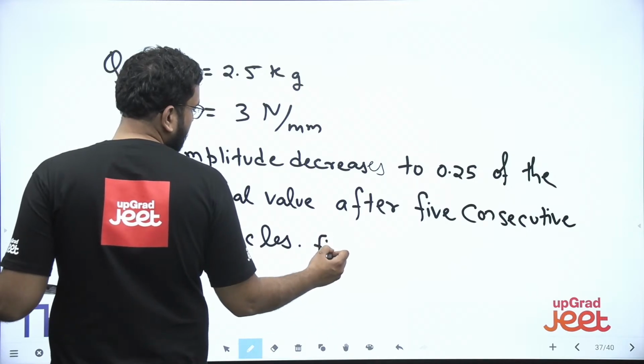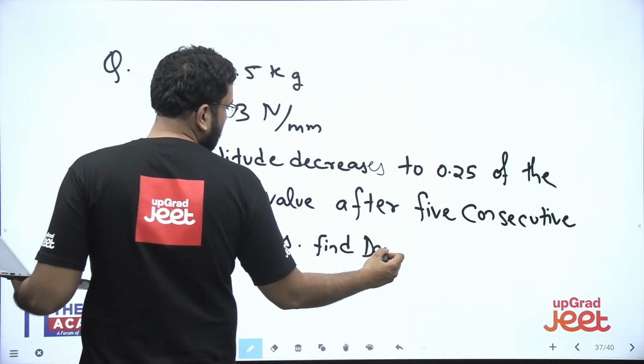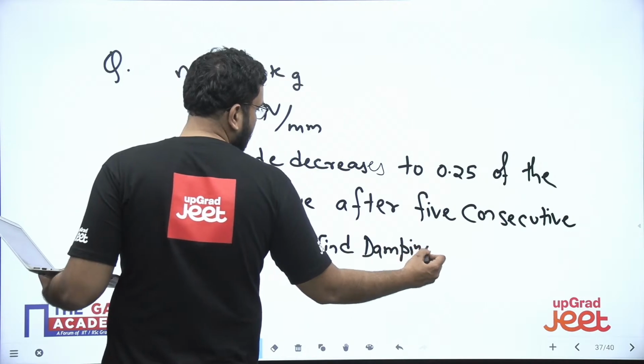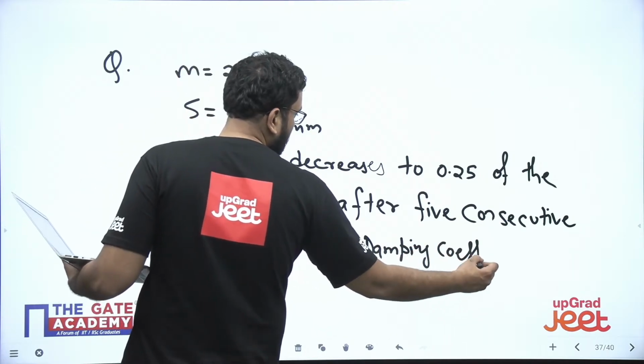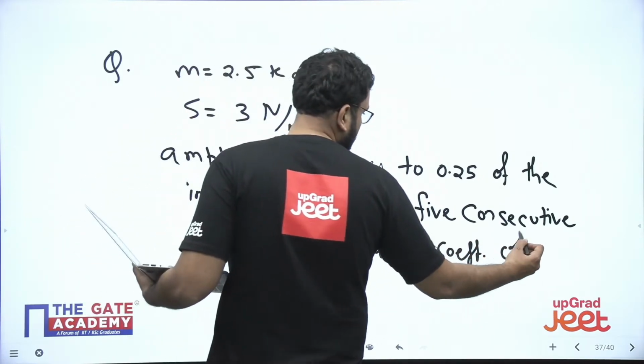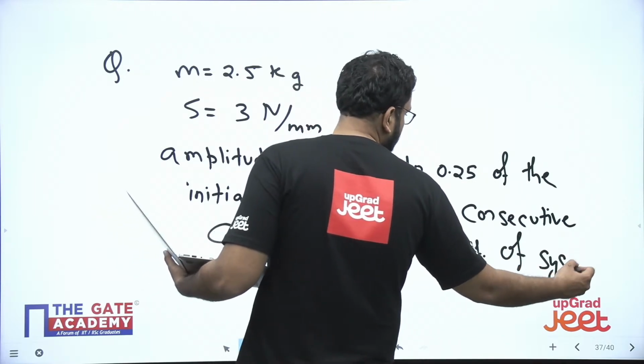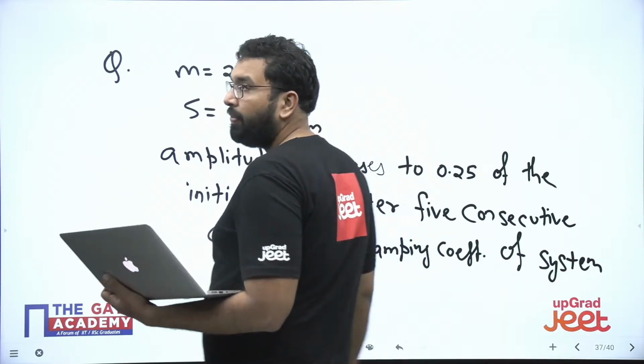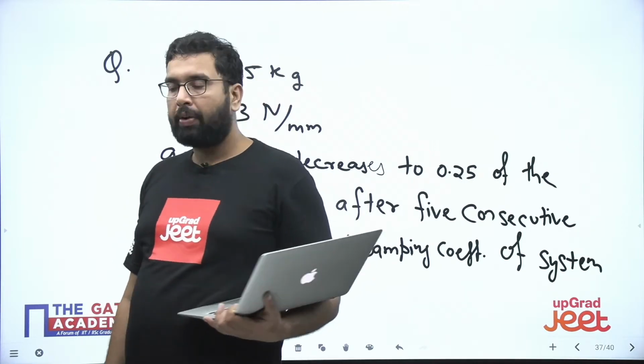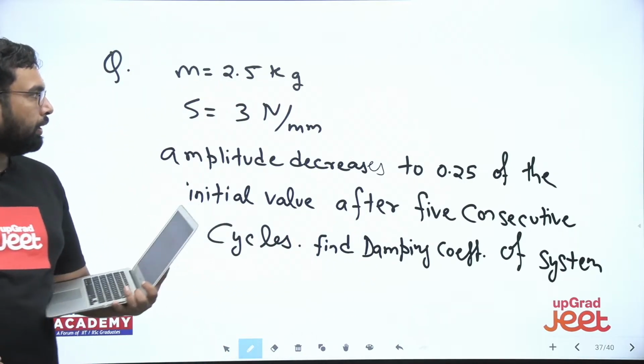Find damping coefficient of system. आपको क्या निकालना है? Damping coefficient of system. ठीक है, आपको damping coefficient of the system निकालना है. Is it fine बेटा? निकाल पाएंगे? Okay, let's try to find it. Okay, शुरू करिए.